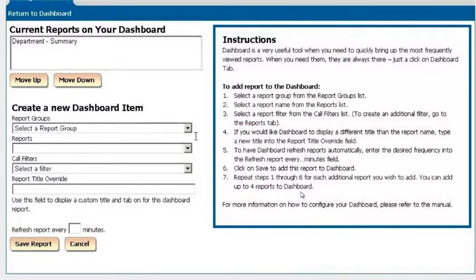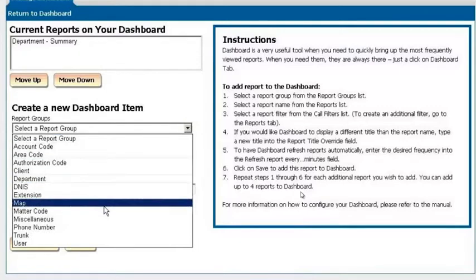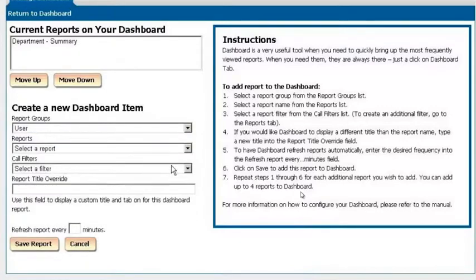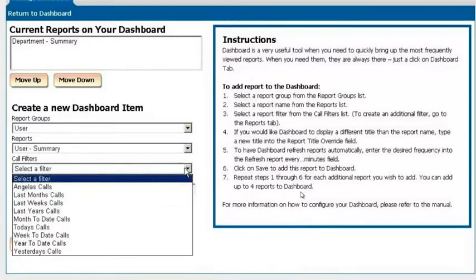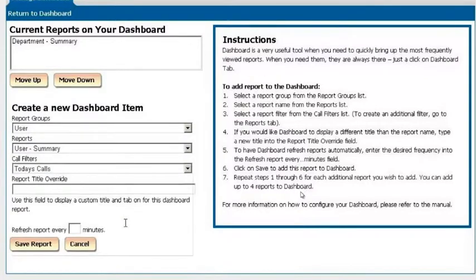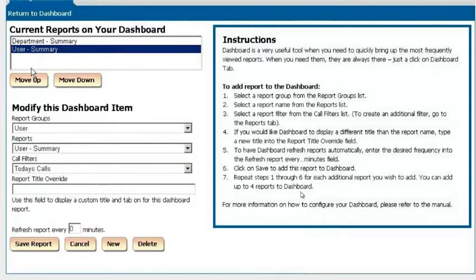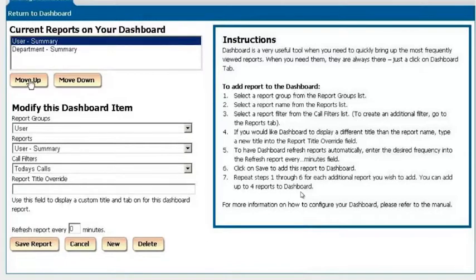Let's add one more. Let's choose a group, then a report, and then a filter, and save it. Now, if I decided that this user summary report was the most important or my favorite, and I wanted to see it first thing as soon as I logged into Nova, I could simply click on it and highlight it, and then move it up in the queue, so it became the top priority.